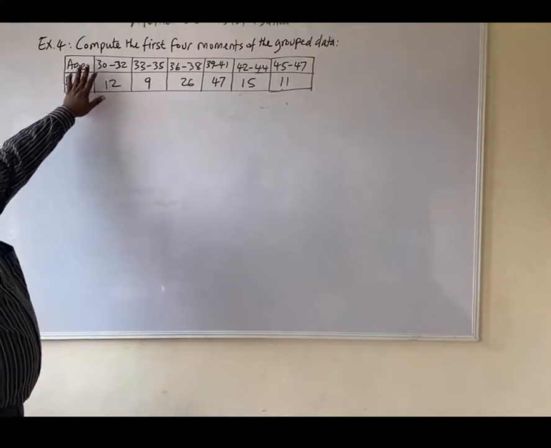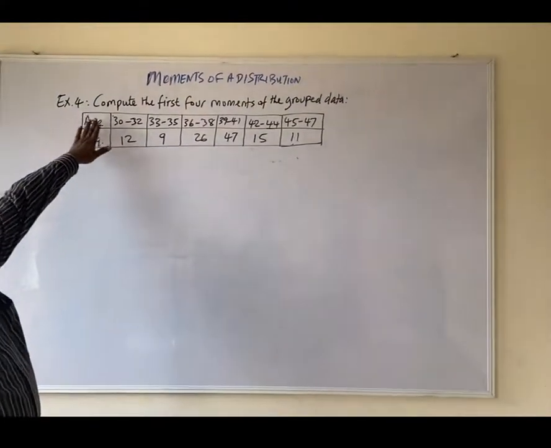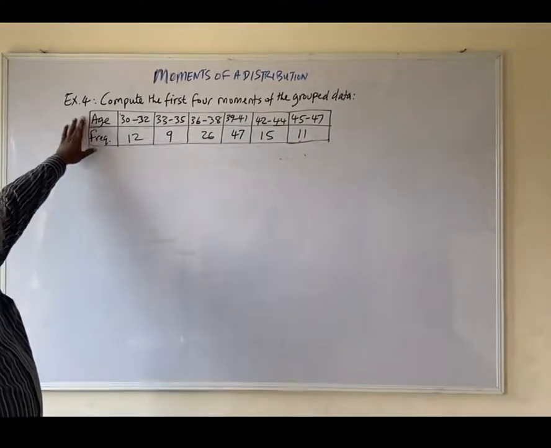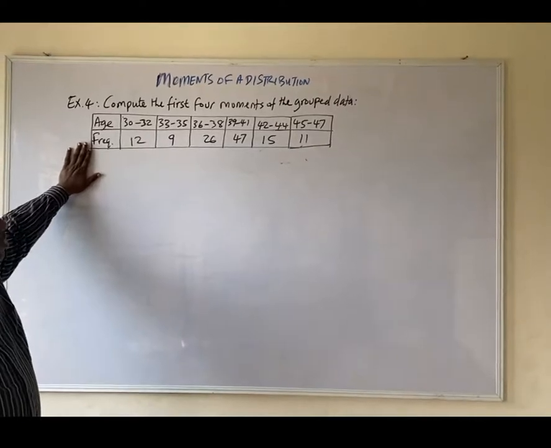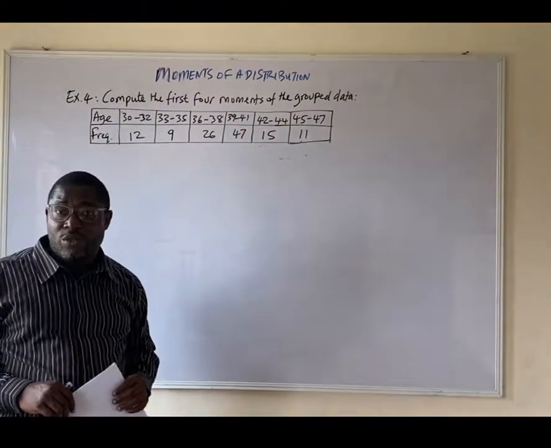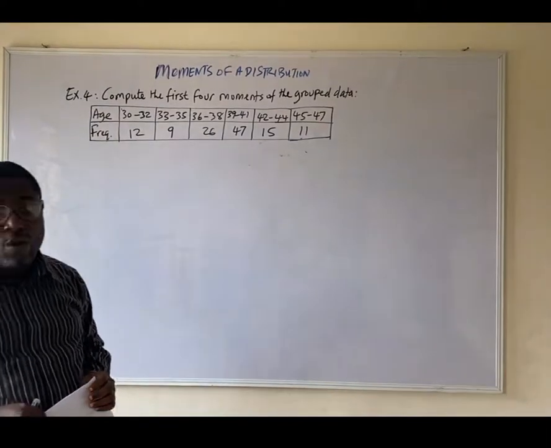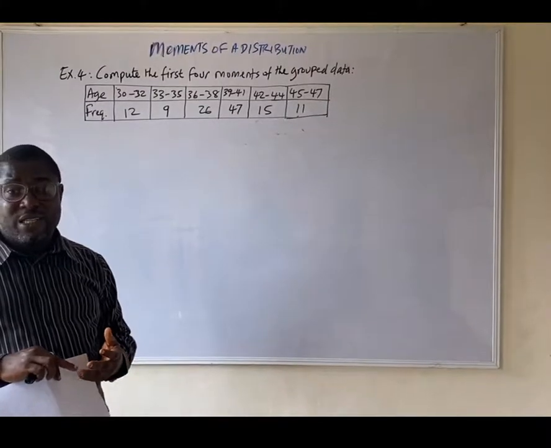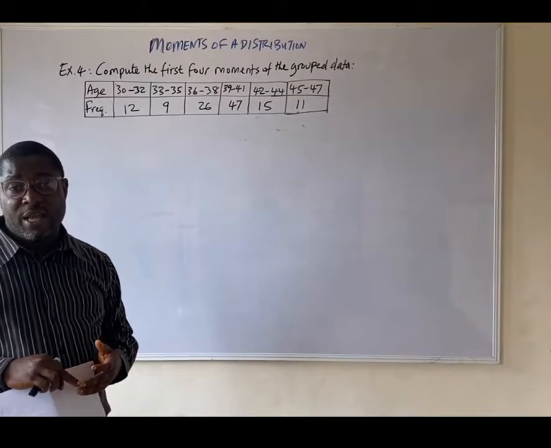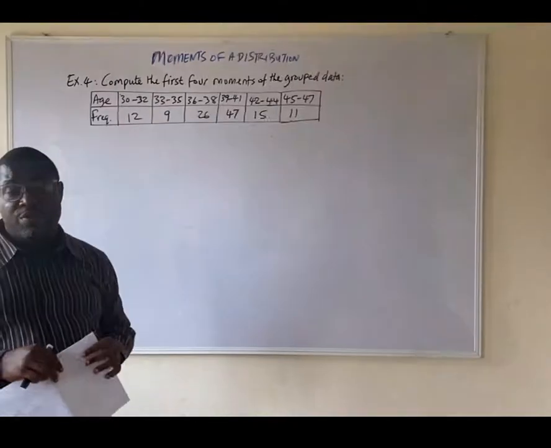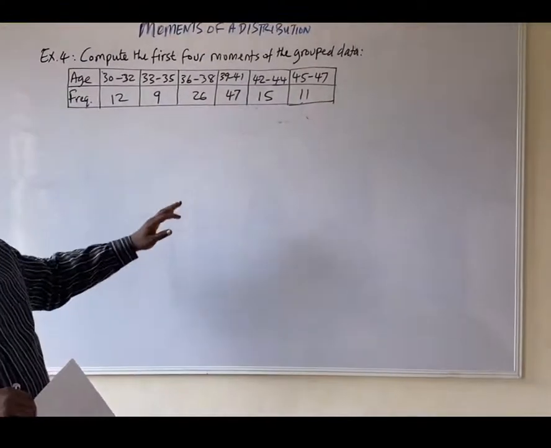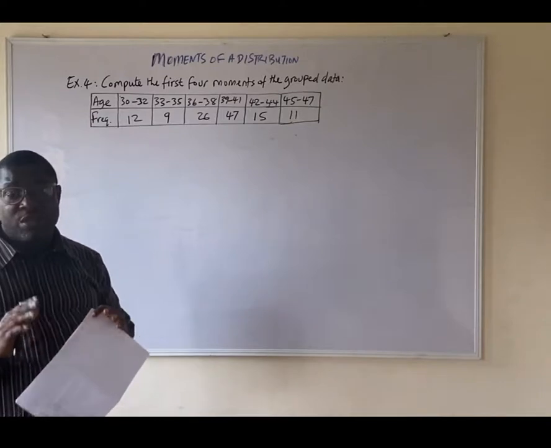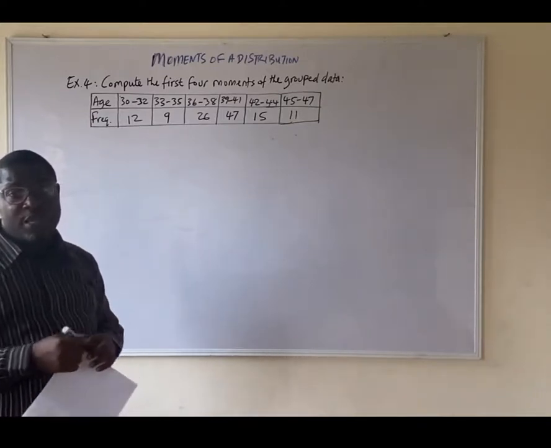Here we have the question, example 4, to compute the first 4 moments of the group data. We have age and frequency. Now, to find the moments of distribution, as I told you before, we must find the mean of distribution. Then we'll find the deviation from the mean, and then we compute the degree of deviation from the mean. When it comes to group data, there are some slight variations in the process. So follow me as we look at that together.